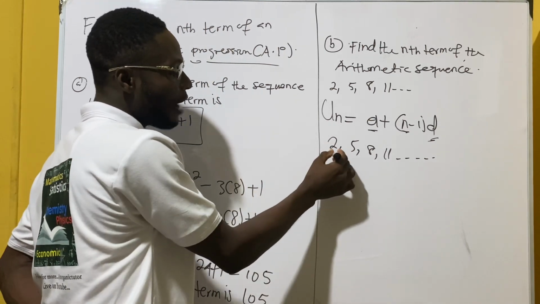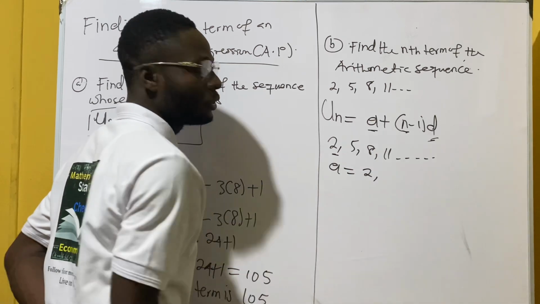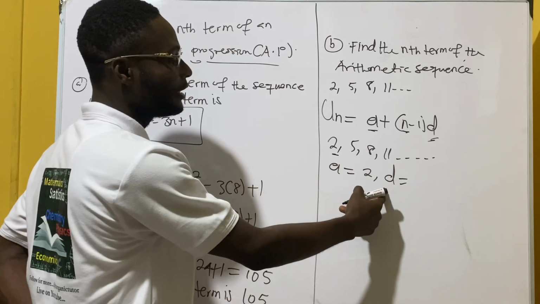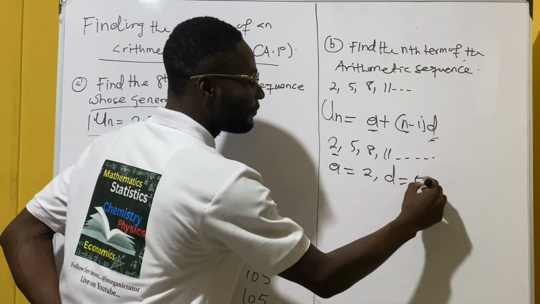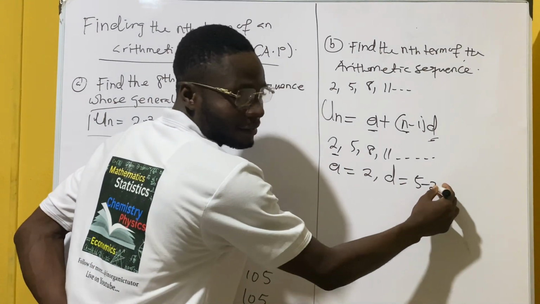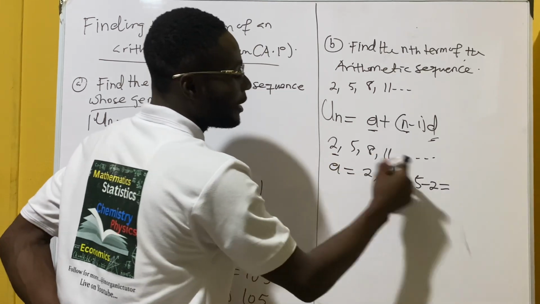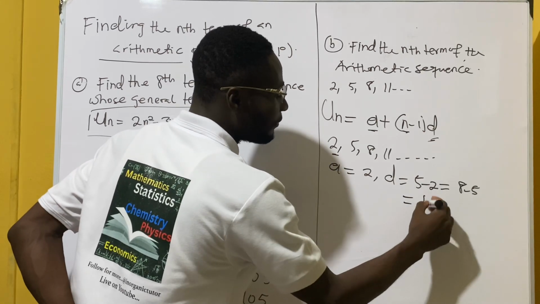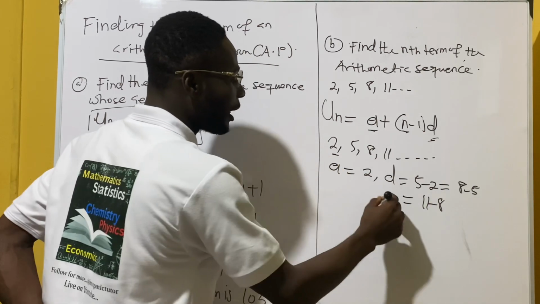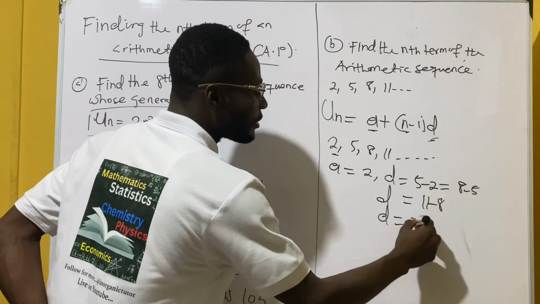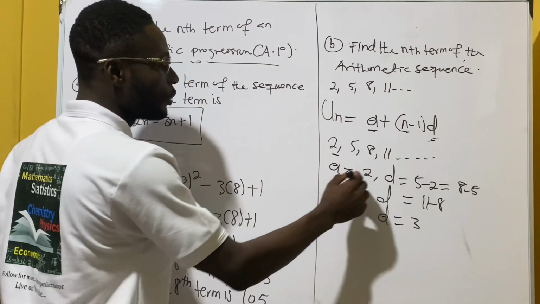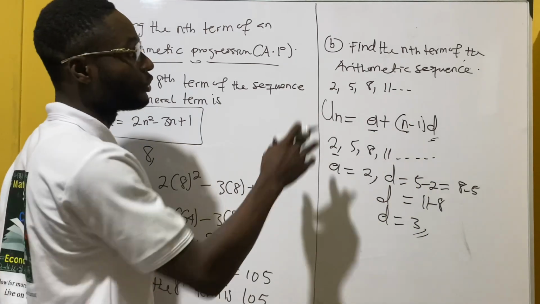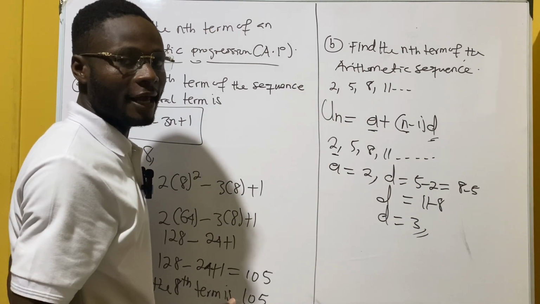Here, our first term is 2. Our common difference, d, will be equal to 5 minus 2, which is 3, the same as 8 minus 5, and the same as 11 minus 8. So we have our d to be 3. We know our a, we know our d. The next step is substitution because we are interested in the nth term.